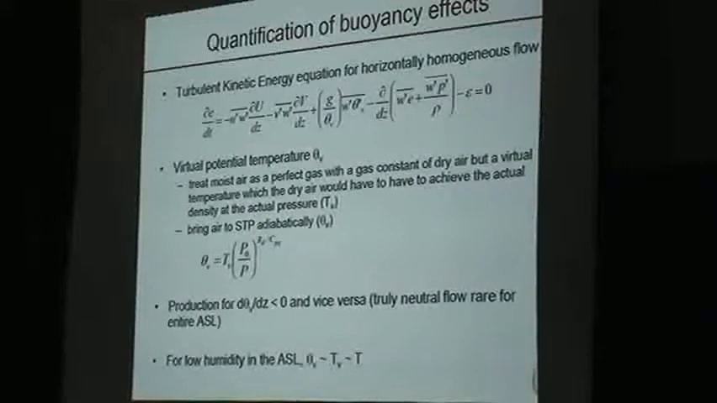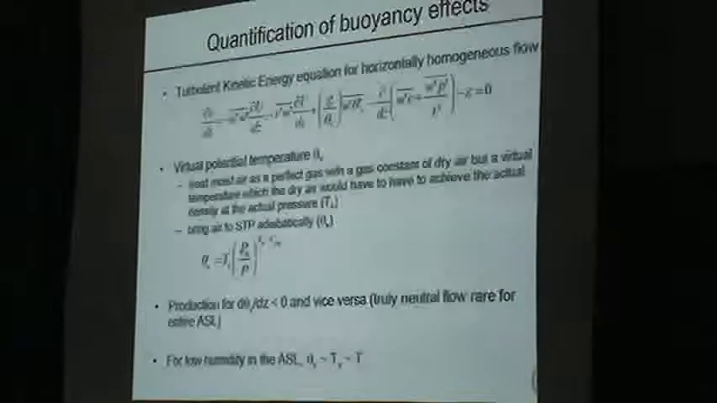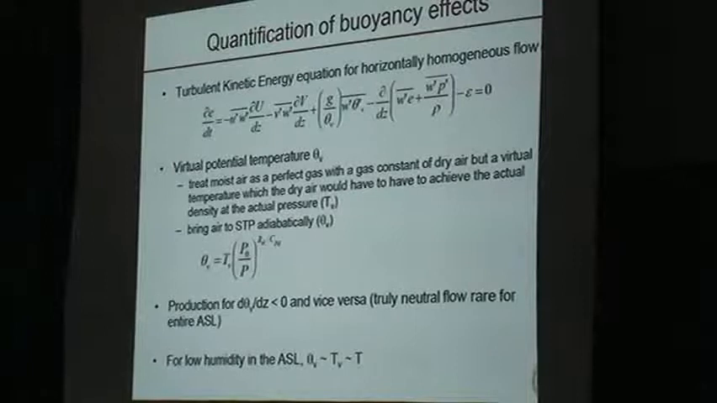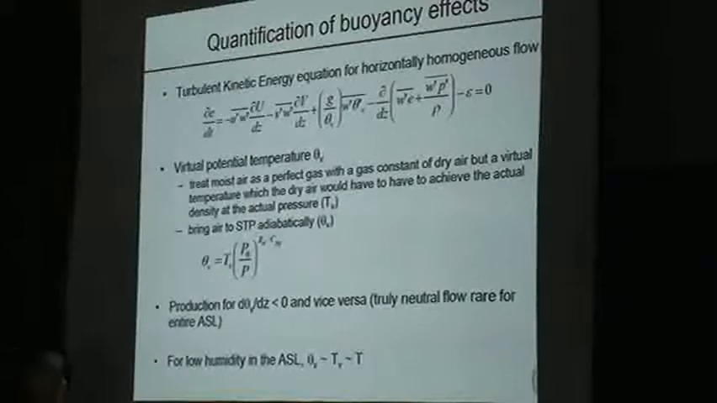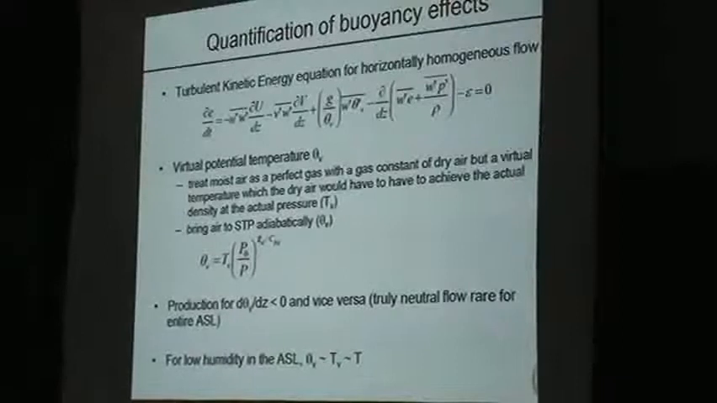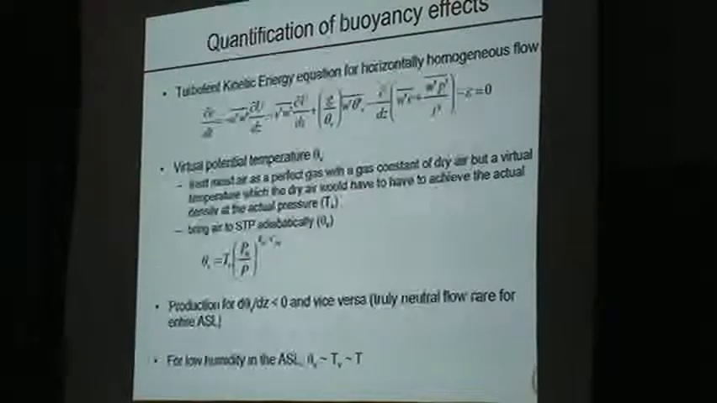The last point is that, particularly where we are measuring, the humidity is very low, so our assumption that we're treating moist air as a perfect gas with the gas constant of dry air is very good. So theta V is very close to TV and very close to your measured temperature.